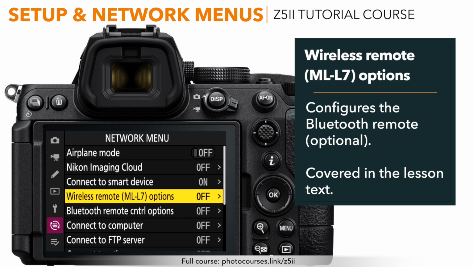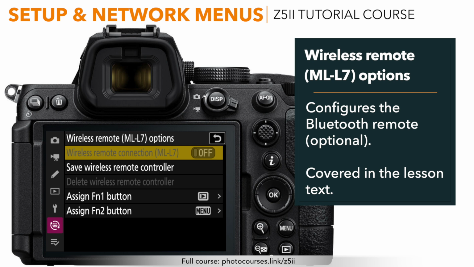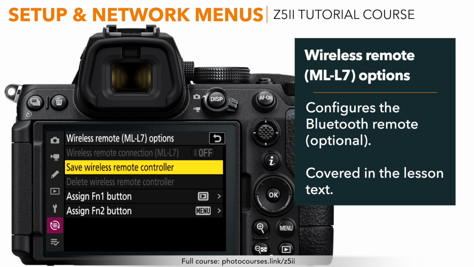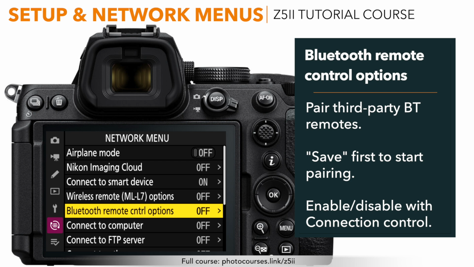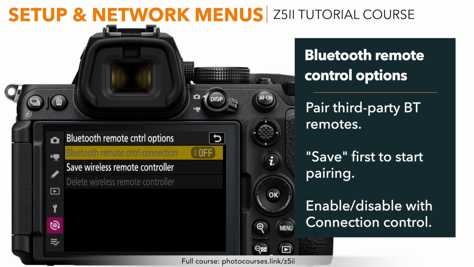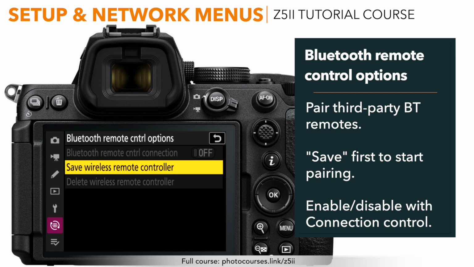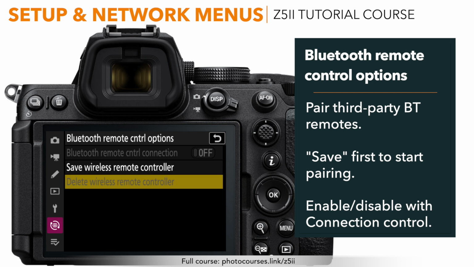If you have an ML-L7 wireless Bluetooth remote, you can set all of those options in this menu, and that's further outlined in the text for this lesson. There are several third-party Bluetooth camera remotes on the market now, and you can set those up in Bluetooth remote control options. You'll first want to start with Save Wireless Remote Controller. This is going to set the camera into a Bluetooth pairing mode. Follow your remote control's instructions for how to enter the pairing mode on the remote. You can then start or end that connection in Bluetooth Remote Control Connection, and you can delete an existing connection under Delete Wireless Remote Controller.